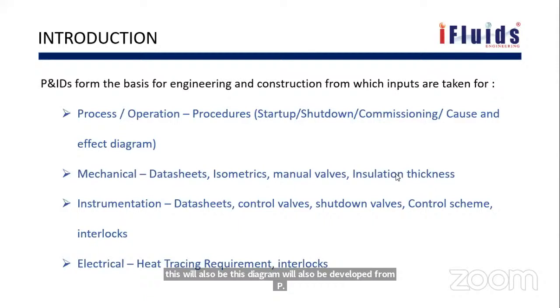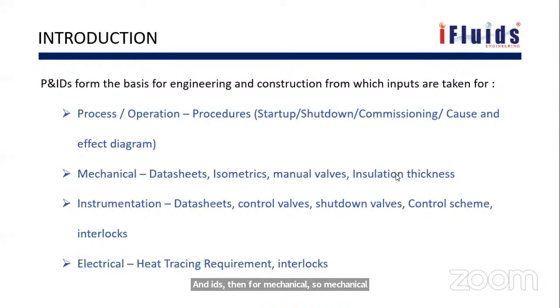Then for mechanical, the mechanical team will develop data sheets and isometrics. Isometrics are nothing but an extended version of P&IDs where the pipeline length and elevation are scaled, or the measurements are given. So this is isometrics, and isometrics are made from P&IDs. How many manual valves are there? What will be the insulation thickness to be provided? All these details are derived from the P&ID for mechanical.